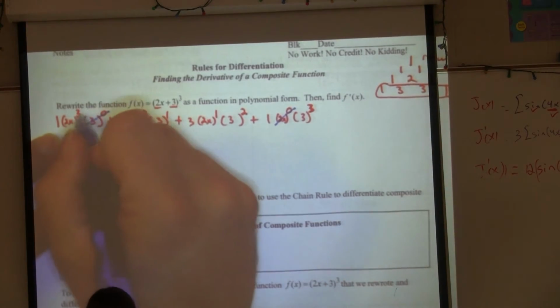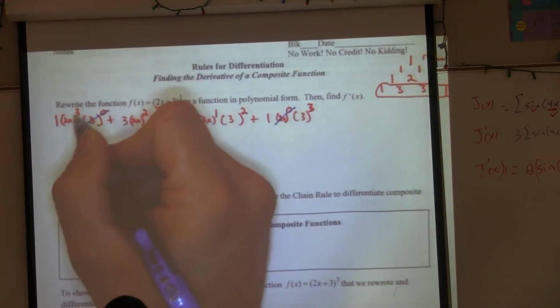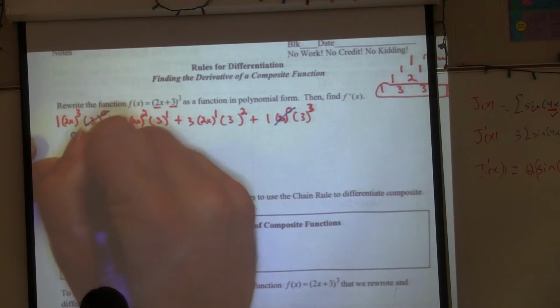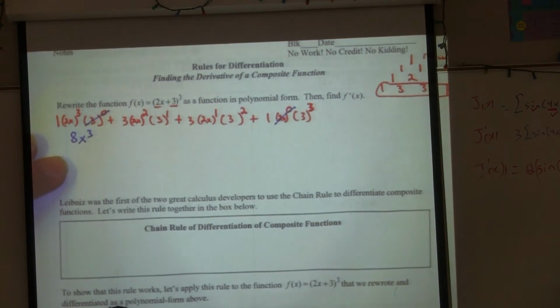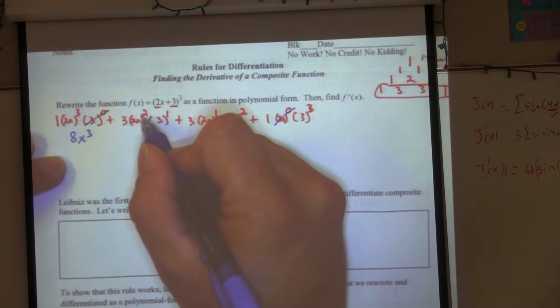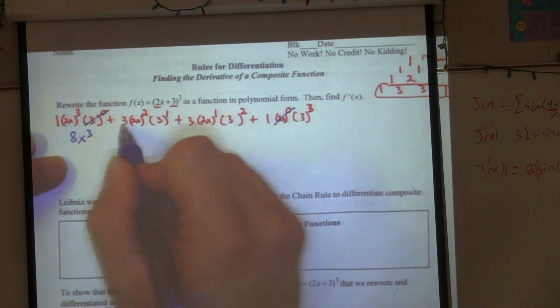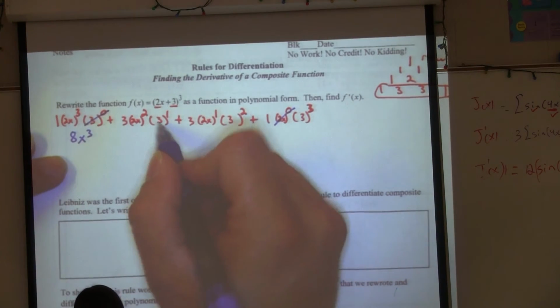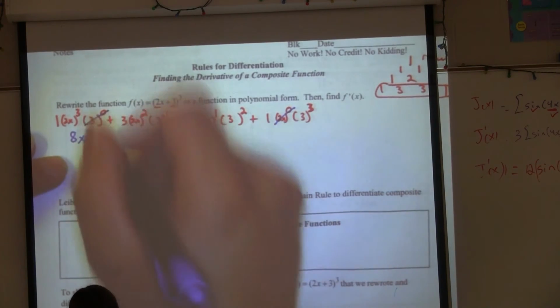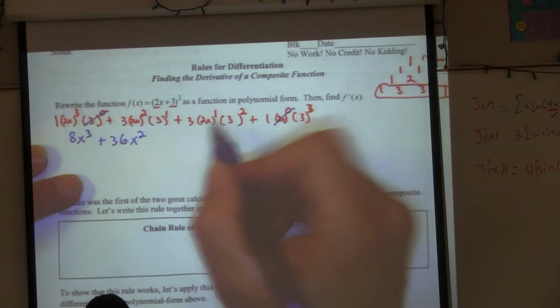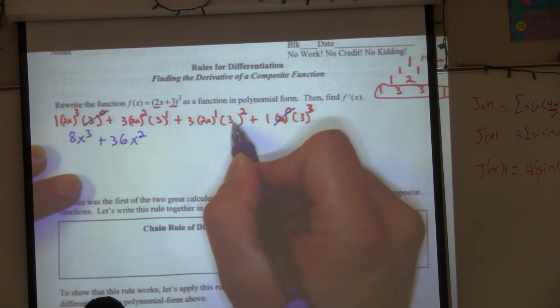So what's 2x to the third? 2x times 2x times 2x? 8x to the third times 1? 8x to the third. 2x squared? That's 4x squared times 3 times 3. That's 4x squared times 9. So 36x squared. This is 2x times 3 times 3 squared.